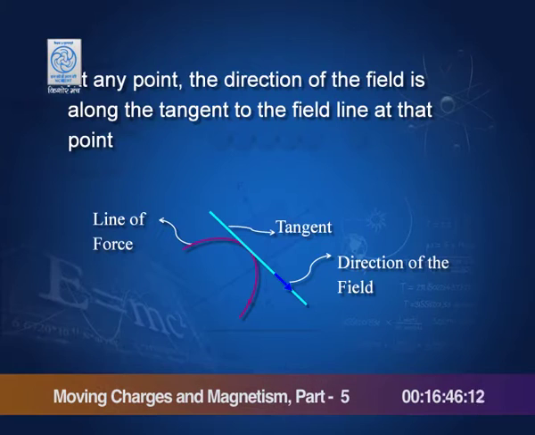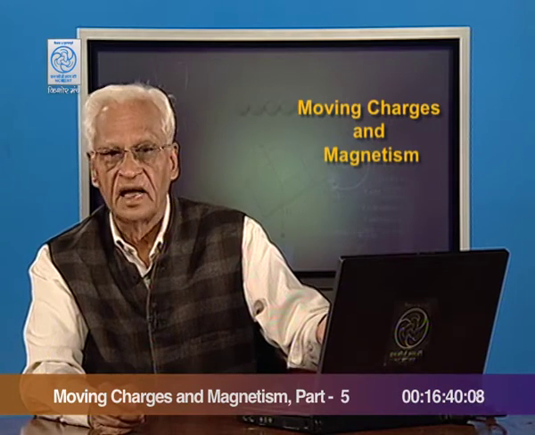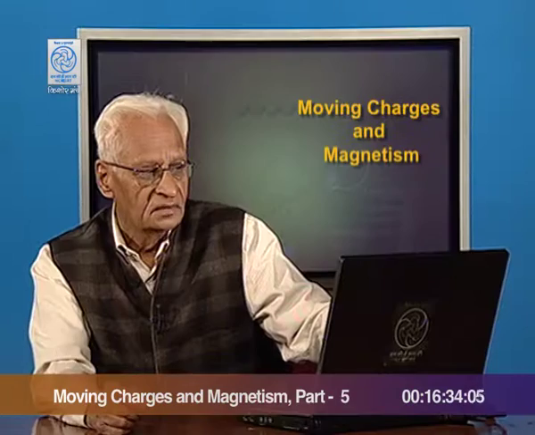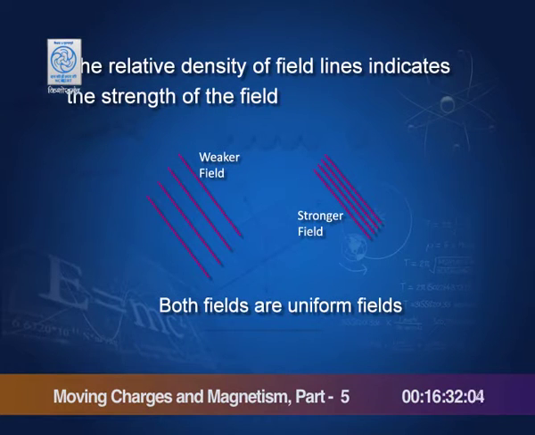At any point on a field line, if I want to find the direction of the magnetic field, I draw a tangent at that line, and the direction of the tangent gives you the direction of the magnetic field at that point. The relative density of field lines dictates the strength of the field. These lines, for example, are denser than these, and therefore this field is stronger than this field.